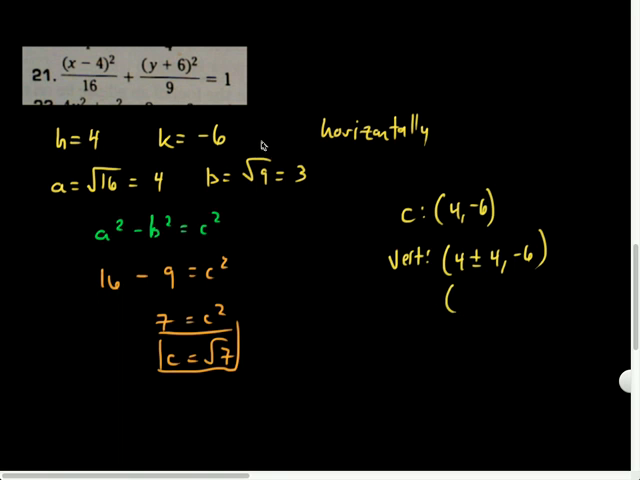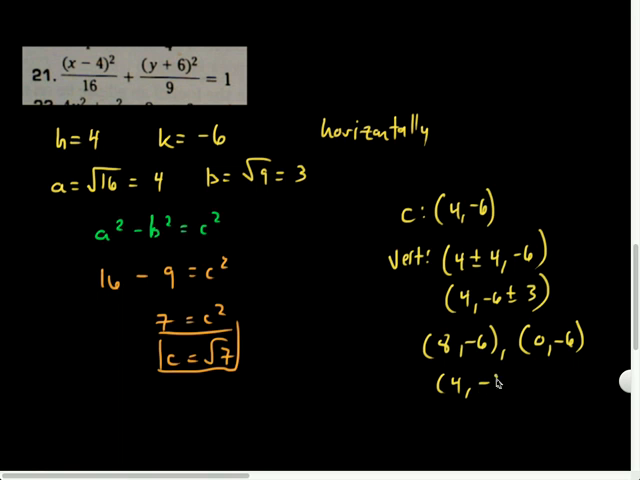And for the vertices on the semi-minor axis, I'm going to add and subtract 3 to the y-coordinate, since that was the shorter distance. It was not vertically oriented. So (4, -6 plus or minus 3). Let's actually evaluate those. 4 plus 4 is 8, so (8, -6). 4 minus 4 is 0, so (0, -6).